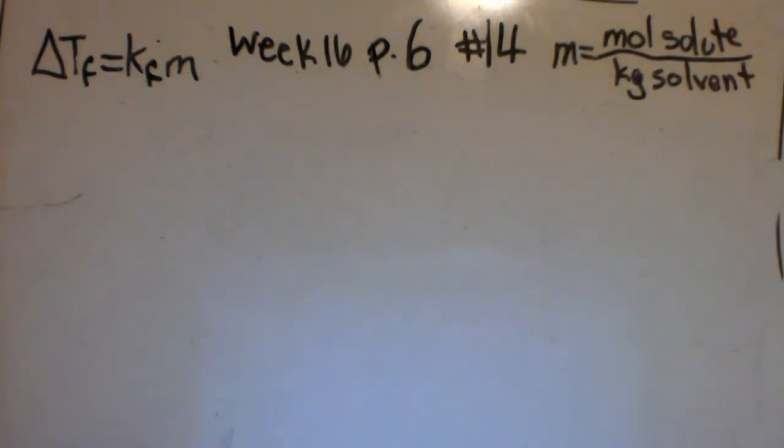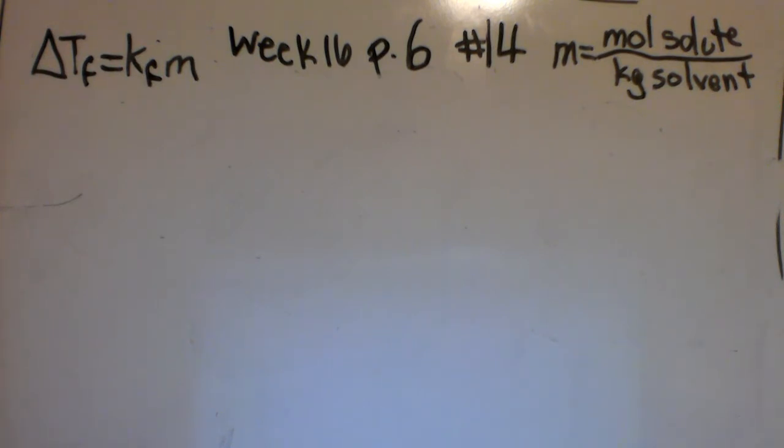This is number 14 on page 6 of your week 16 homework. It reads, the freezing point of water is lowered to negative 0.390 degrees Celsius when 39 grams of a non-volatile molecular solute is dissolved in 475 grams of water. What is the solute's molar mass?